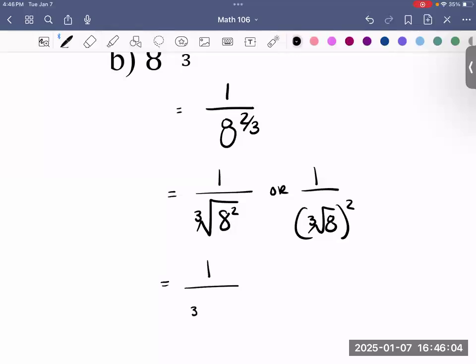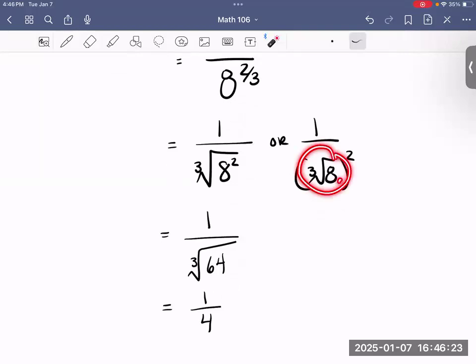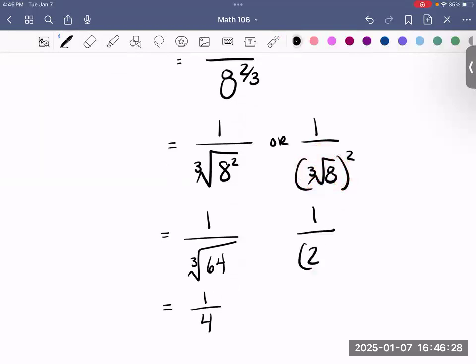So 8 squared is what? 64. And what's the cubed root of 64? What number times itself 3 times will get you to 64? Well, that would equal 4. Now, if you went the other way, what is the cubed root of 8? What number times itself 3 times gets you to 8? Well, that would be 2. And square 2, we're now with 4. So you'll notice that either way that you approach it is going to come up with the same answer. Just sometimes with number sense, there might be an easier path than another.